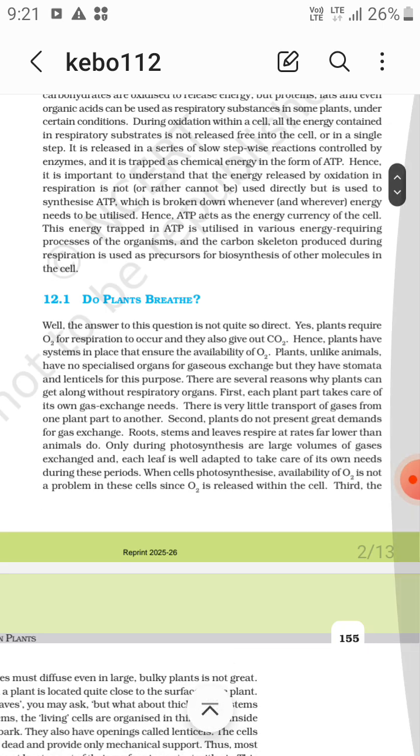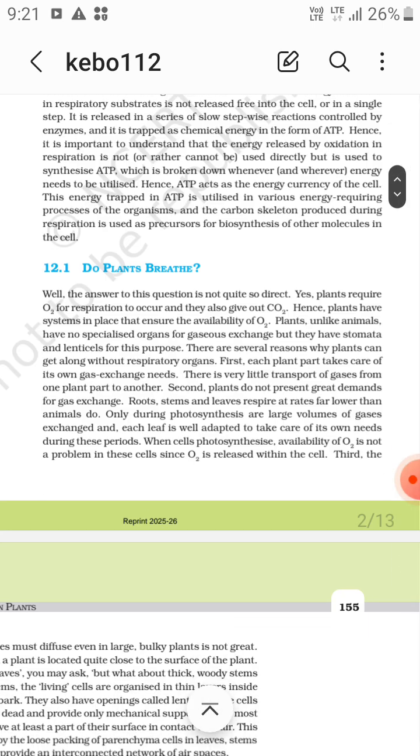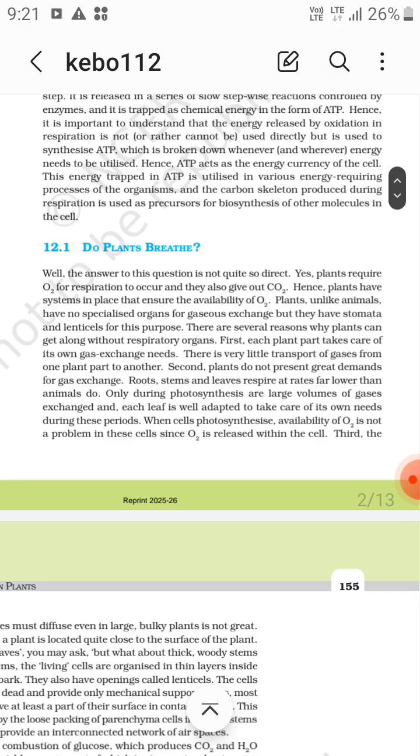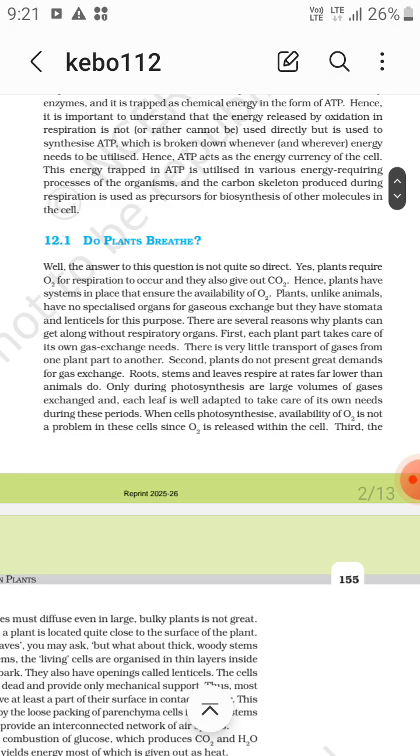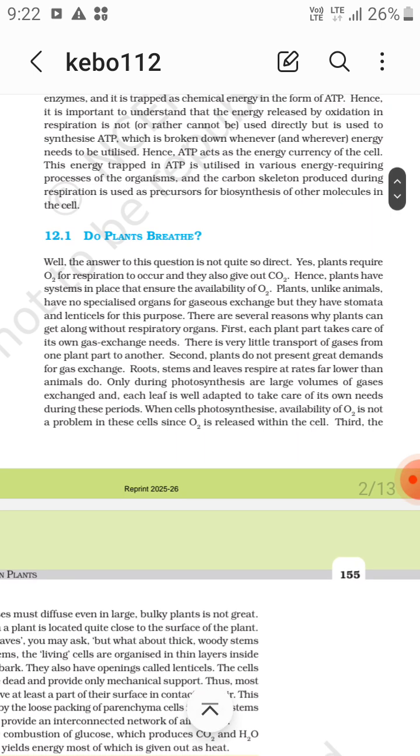Now, do plants breathe? Yes, they do. Plants require O2 for respiration to occur. They also give out CO2. Hence plants have systems in place that ensure availability of O2. Now plants, unlike animals, have no specialized organs for gaseous exchange, but they have stomata and lenticels for this purpose, right? Now the reasons why plants can get along without respiratory organs.